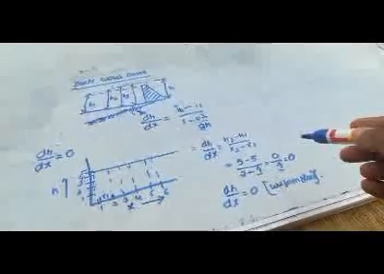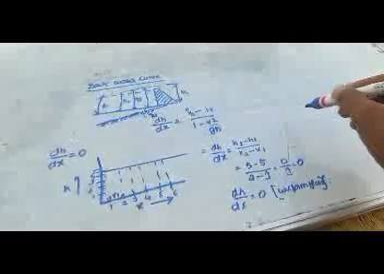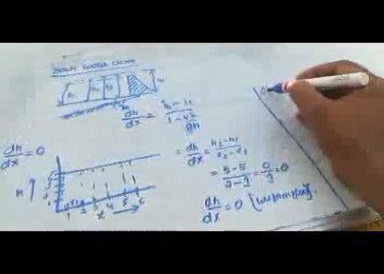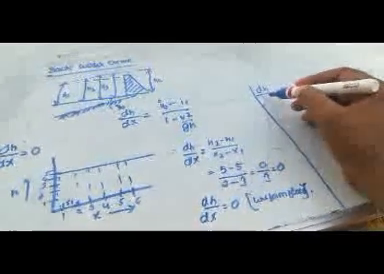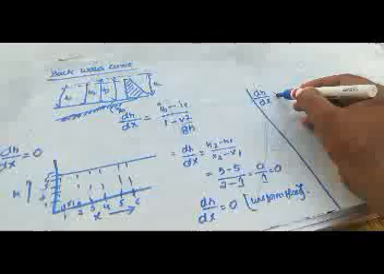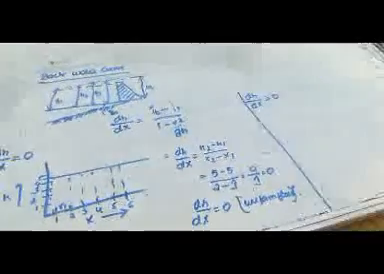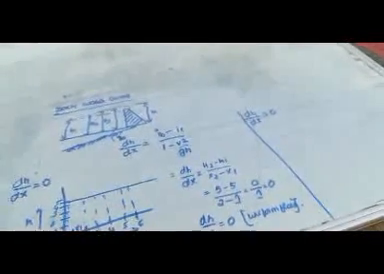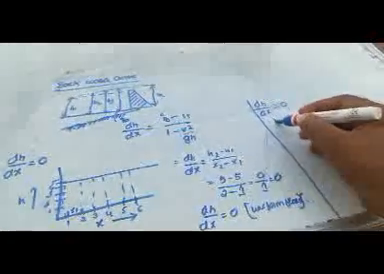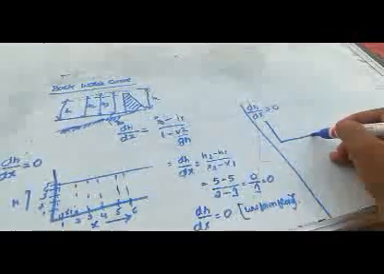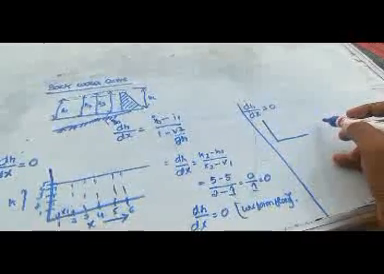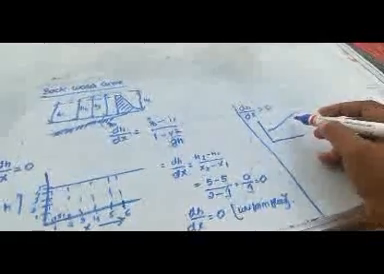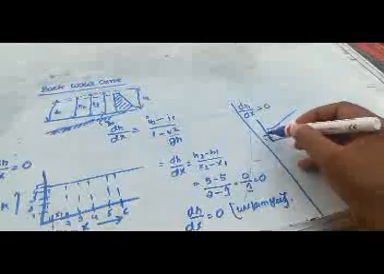So next, when it happens dh by dx is greater than 0. When it happens dh by dx is greater than 0, you can write it in the gradual varied flow. We can say these things happen.